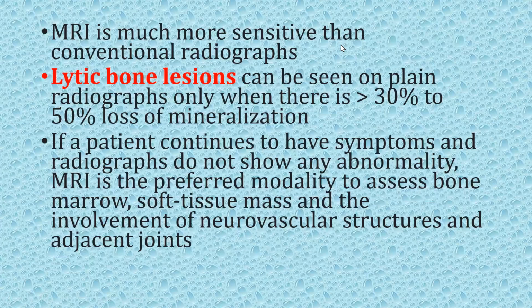PET scans, when we use fluorodeoxyglucose, tell us if there's a tumor and the activity of the tumor. It will tell us more about lung infiltrates, lymph nodes, or distant metastasis, and skip metastasis. So this is what I would like to mention about these tumors.